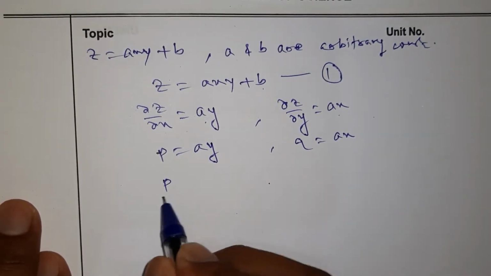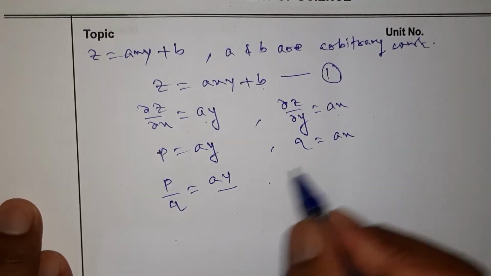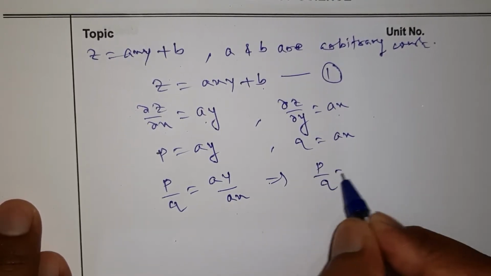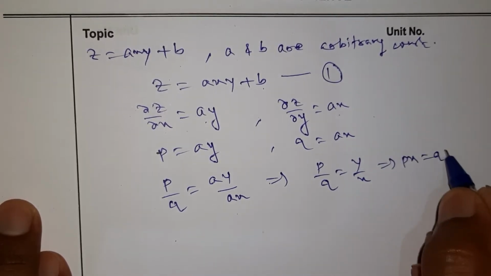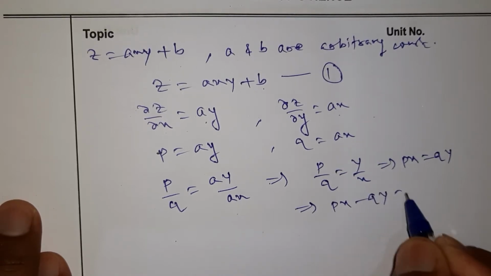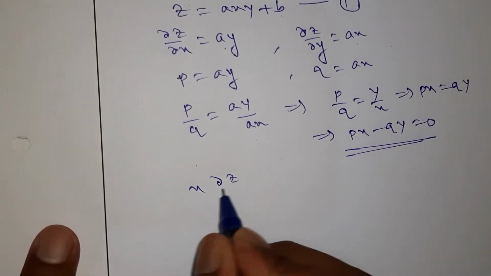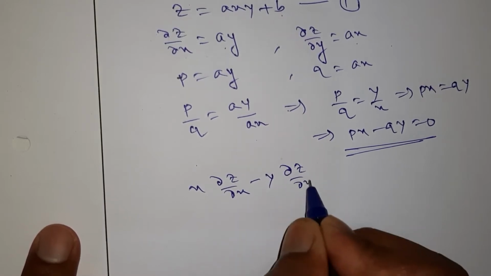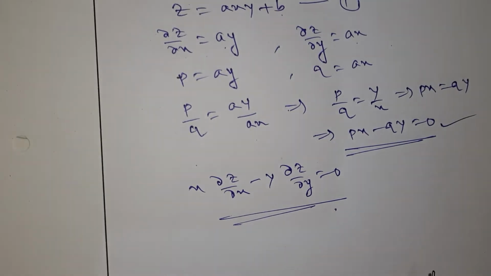Take the ratio. p upon q is equal to ay upon ax. a gets cancelled. I get p upon q is equal to y upon x, meaning px is equal to qy. So I get a partial differential equation: px minus qy is equal to 0. Or you may write x into dou z by dou x minus y into dou z by dou y is equal to 0, but no need to write it. This is our required answer.